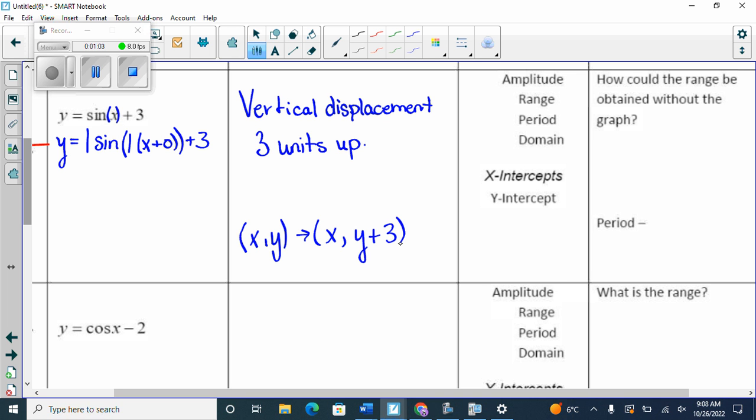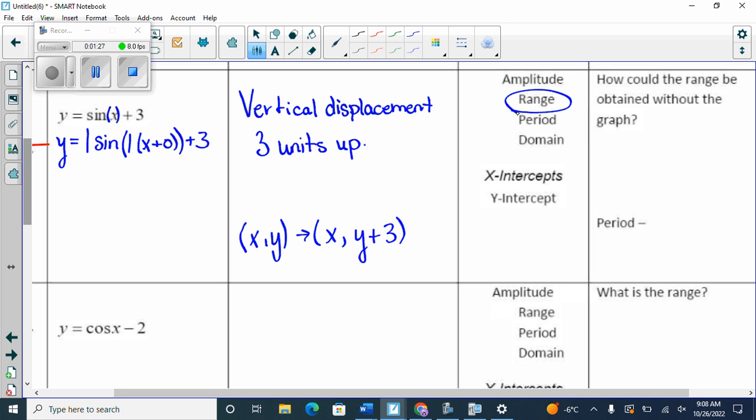Is my amplitude changing? Your amplitude is your what? In transformations, the vertical stretch. Is the vertical stretch anything but 1 right now? No. So did my amplitude change? No. The graph is still the same height. It's just moved up. What about the range? Did the range change? Yes. The range changed. I'm going to circle that one.